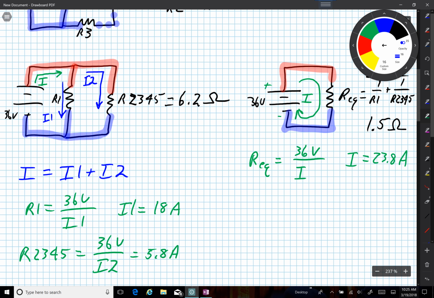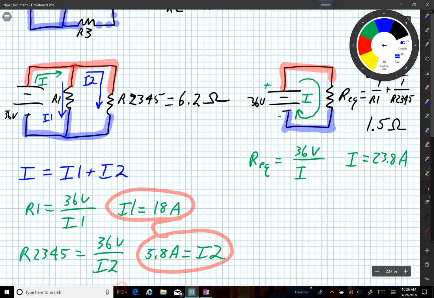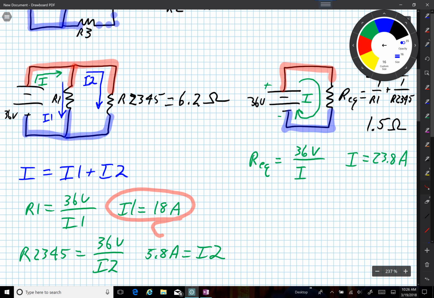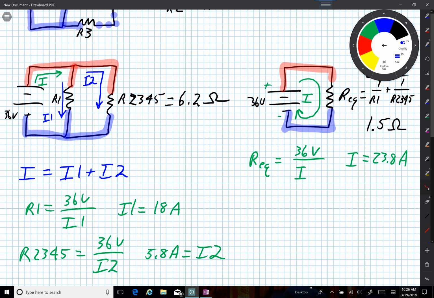And now look. Here's I2. Let's do this. This equals I2. And look, Kirchhoff's current law works. If I add 5.8 amps here to 18 amps here, I'm going to get 23.8 amps, and that's what I was from back here. So Kirchhoff's current law works. The currents add up. Okay.